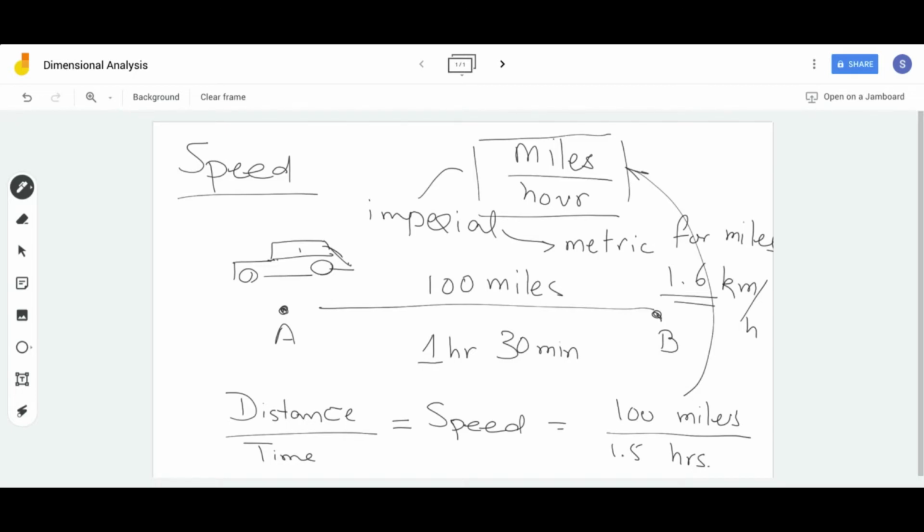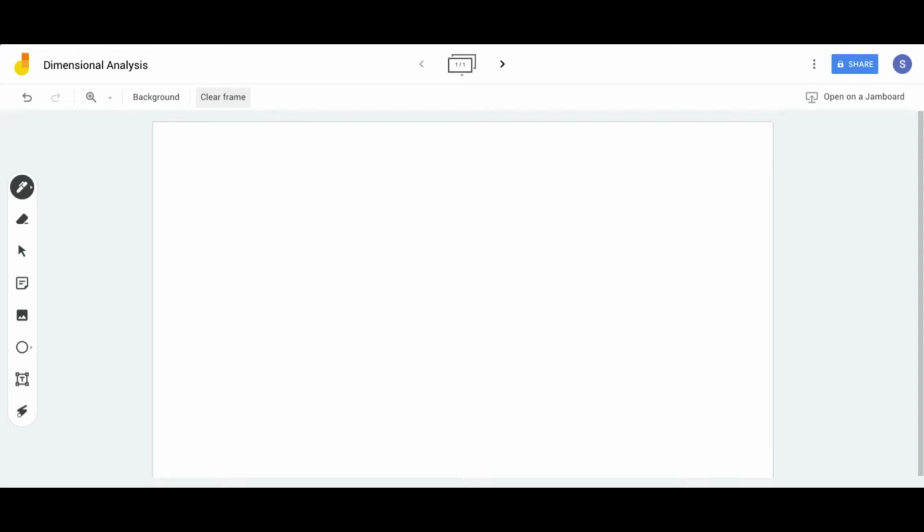You could also, going further, convert kilometers per hour to meters per second. Essentially, what you do is, because a kilo is equal to 10 raised to the power of 3, which is equal to 1,000 meters, right, in kilometers.